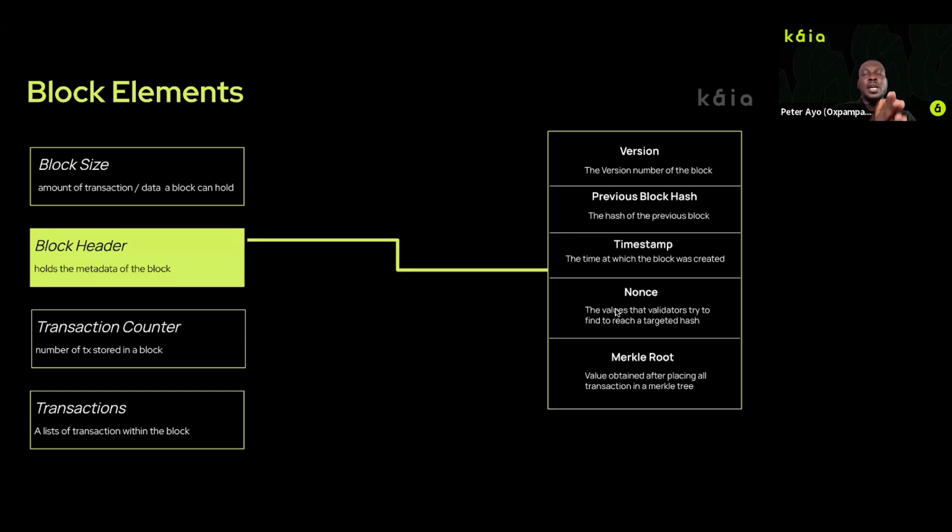Now, we mentioned that the first thing is that the block is a fundamental unit of the blockchain, right? It contains a list of transactions, and it has the cryptographic hash of the previous block. So these are the four elements of a block. First, it has a block size. It has a block header, which is basically the metadata of the block. It has a transaction counter. It also has the various transactions that have been validated and included in the block, right?